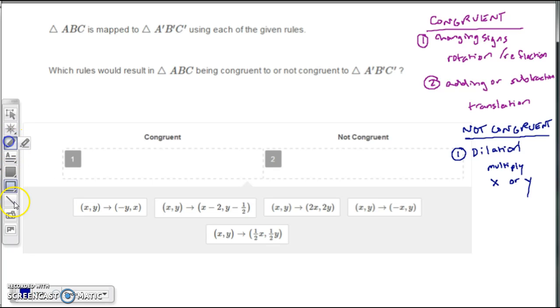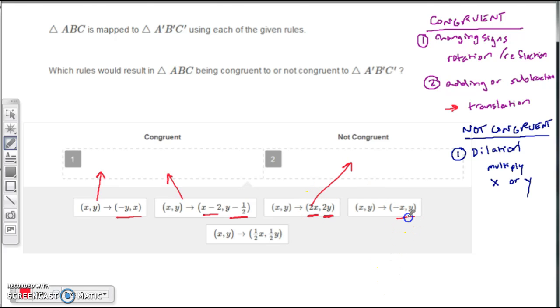I'm going to switch colors for us here, let's go with red. All right, here, we are just changing signs and changing position, so that's going to be congruent, okay? Here, we are subtracting from x and y, and that is a translation. So that's going to be congruent. But look here. Do you see how we're multiplying 2 times x and 2 times y? That indicates a dilation. Dilations are not congruent.